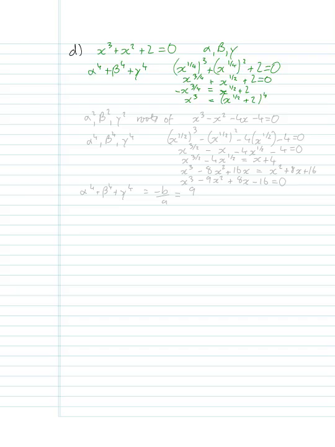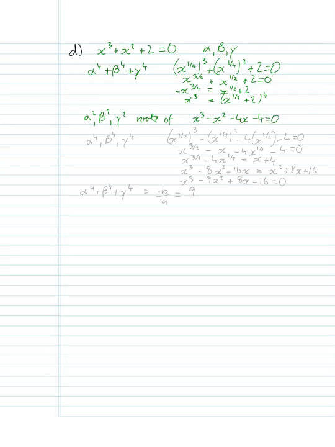Instead, it's more beneficial to realise you're actually halfway there. So in part B, you actually found an equation where the roots were alpha squared, beta squared and gamma squared. So alpha squared, beta squared and gamma squared were the roots of the one we found in B, which is x cubed minus x squared minus 4x minus 4 equals 0.